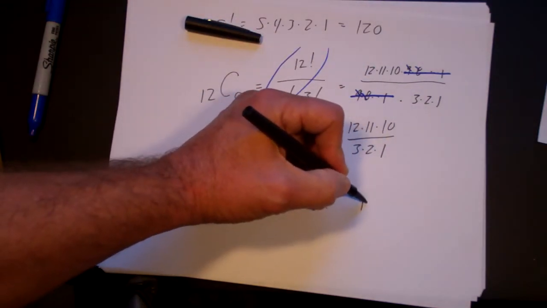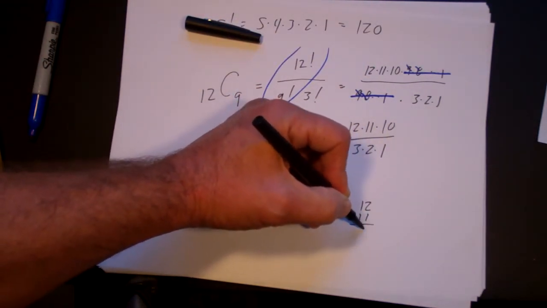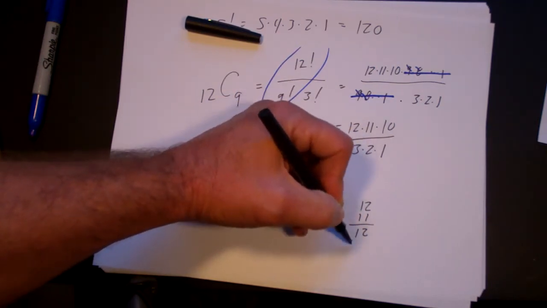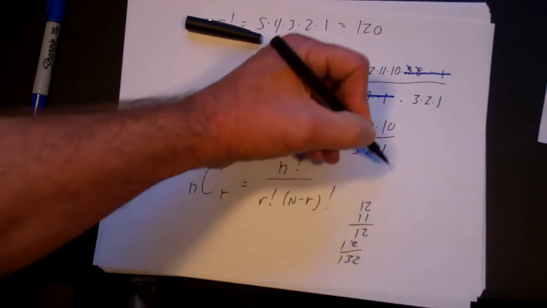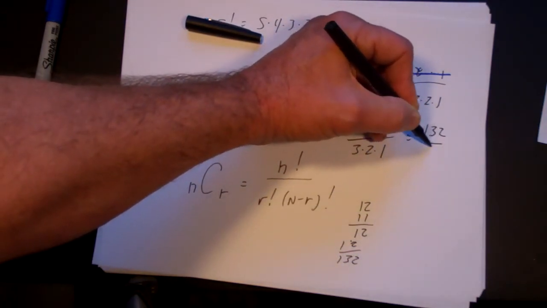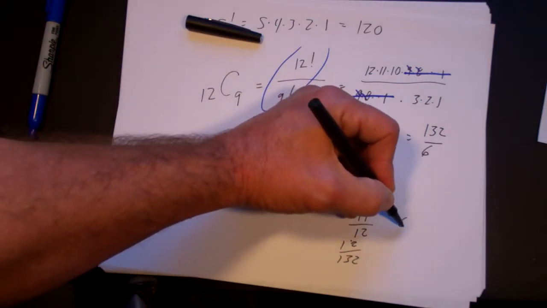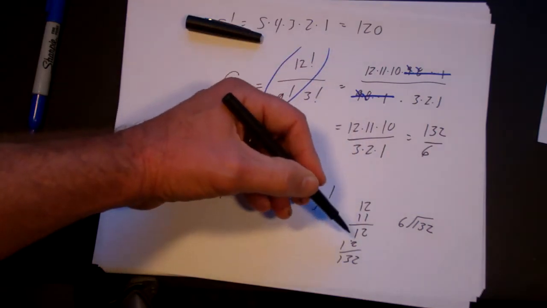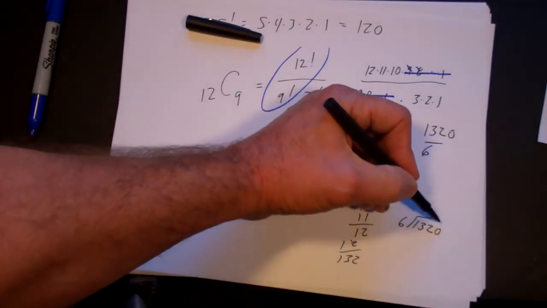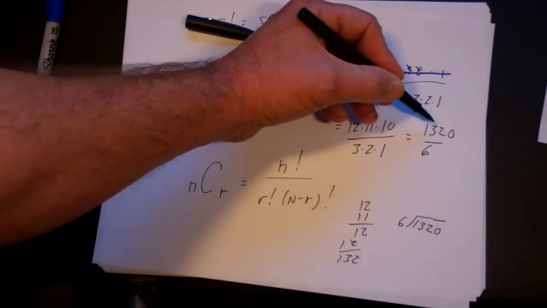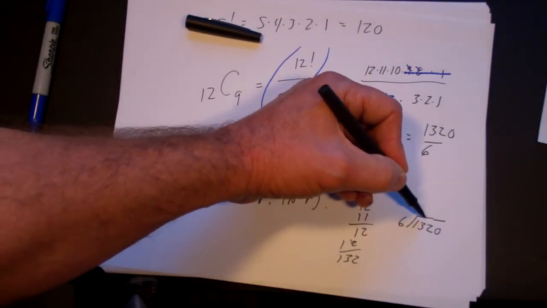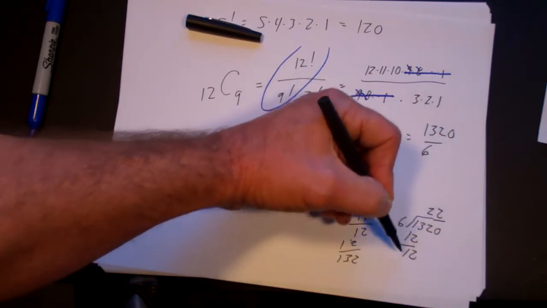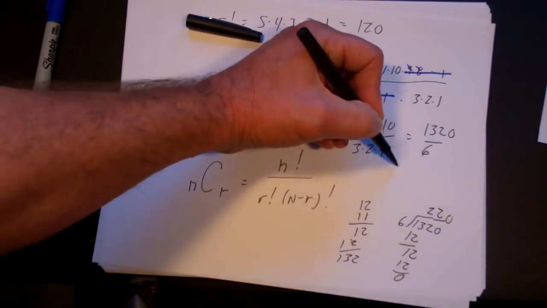12 times 11, let's do that real quick. 12 times 11 is 132. So that's 132 times 10, 1320, divided by 6. And 6 goes into 13 twice. That's 12, carry 6, 12, 12, 220. And that's your answer.